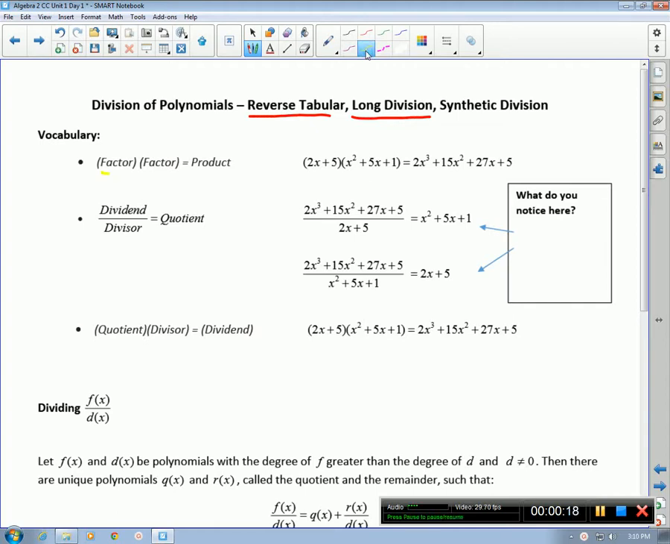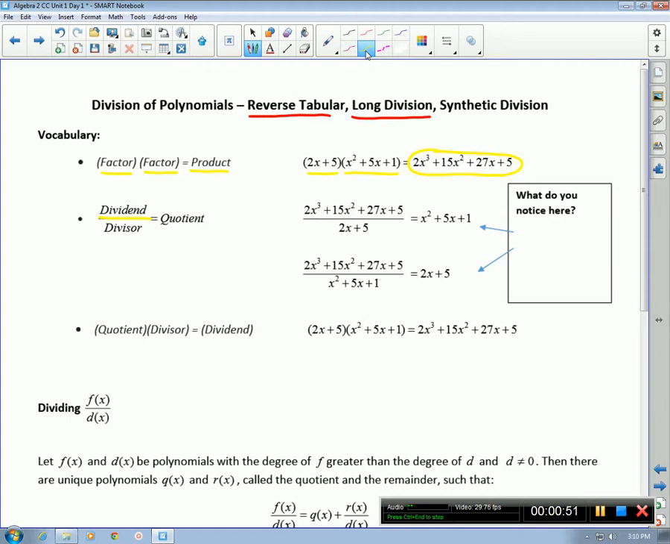When we multiply two items, they're referred to as factors. As you see here, quantity 2x plus 5 times quantity x squared plus 5x plus 1. Those are each factors. And a factor times a factor equals what we call a product. Of course, when we're multiplying, we get a product. When we're dividing, the vocabulary is very different. On the top, we have a dividend, and on the bottom, a divisor. And when we divide, we get what is called the quotient.